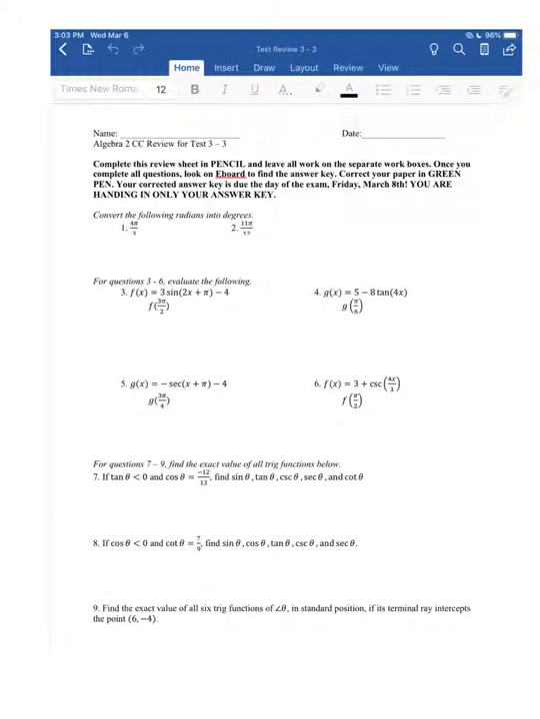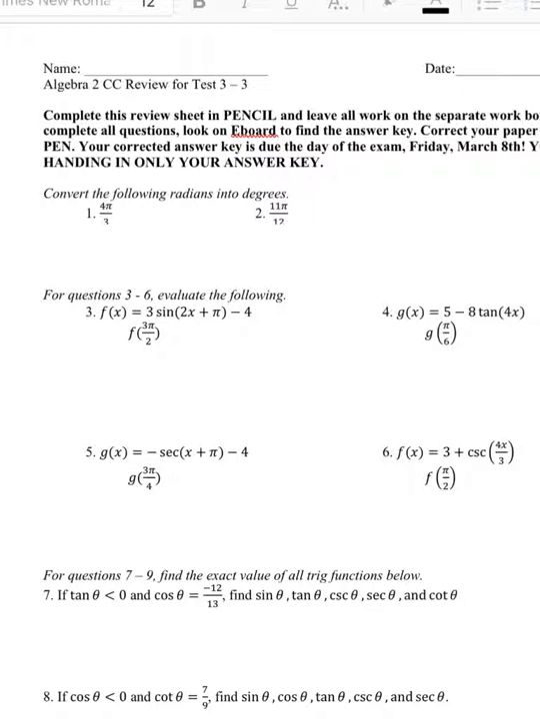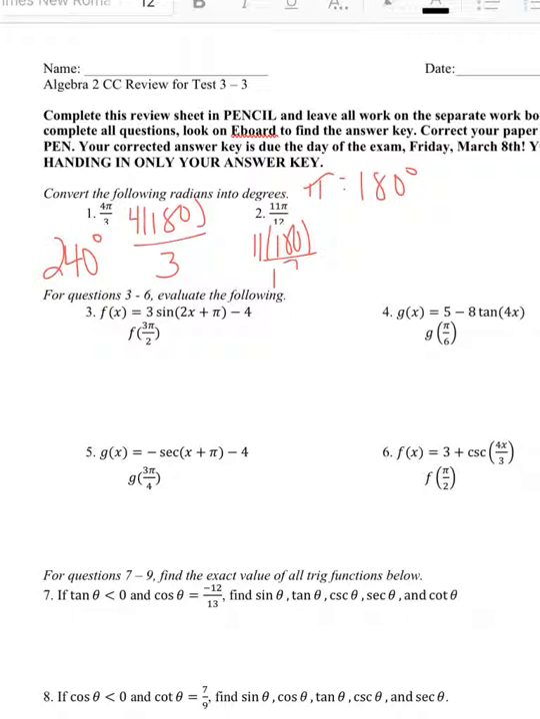So the first two questions talking about converting from radians into degrees. To go from radians to degrees, the most important one that you should know is that pi radians is 180 degrees. Now this helps us here because all you have to do is replace the pi with 180. So this is 4 times 180 divided by 3, which gives me 240 degrees. And then number 2, 11 times 180 divided by 12, which is 165 degrees for number 2.